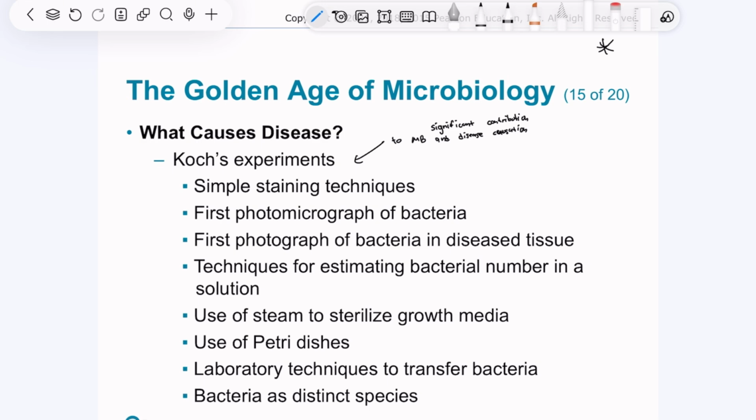And then finally, we have bacteria as distinct species. Koch demonstrated that different bacteria are different species, and each is responsible for specific diseases, which laid the groundwork for bacterial classification.